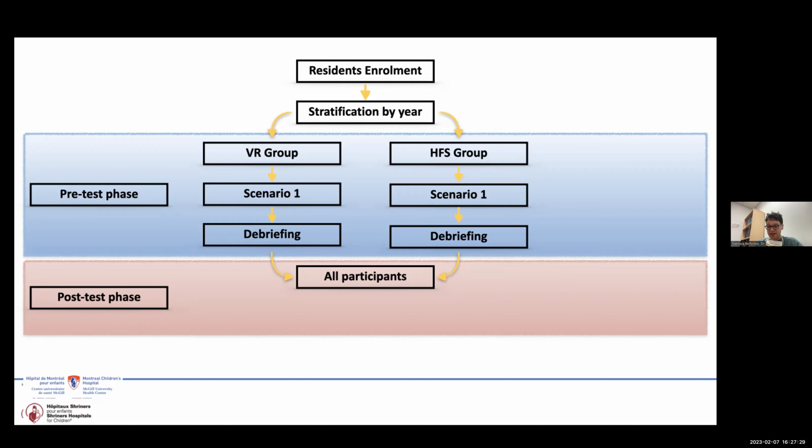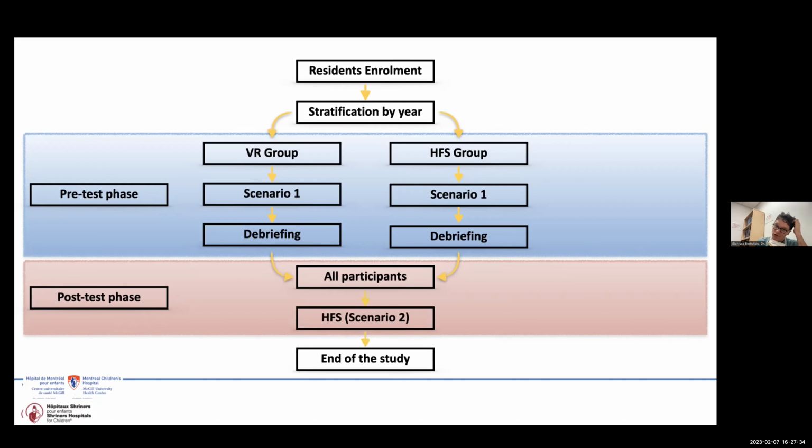The post-test phase is going to have all the participants together, and they're going to do our gold standard, which is the mannequin-based simulation, and the scenario will be different, and then it will be the end of the study. So we're going to basically measure the quality, their improvement, throughout 3 different validated scales: the MEPA GRS, the Ottawa GRS, and the ANTS.